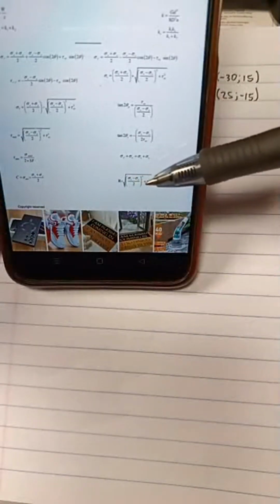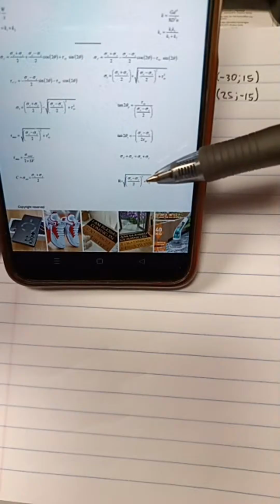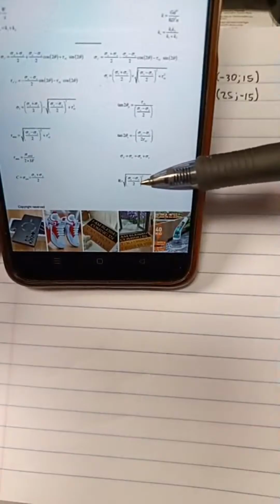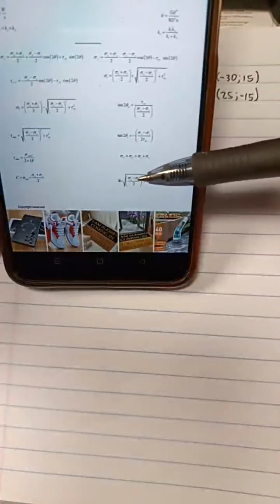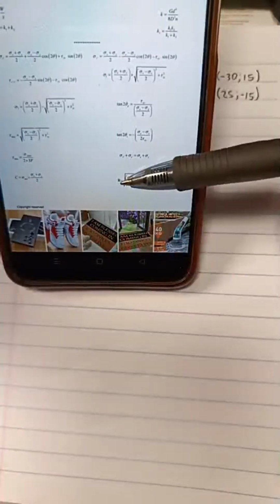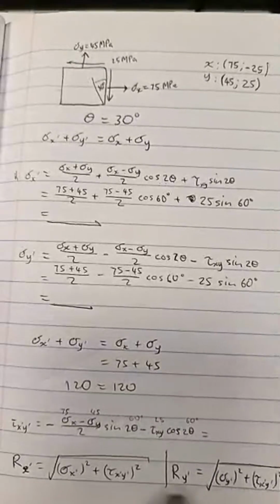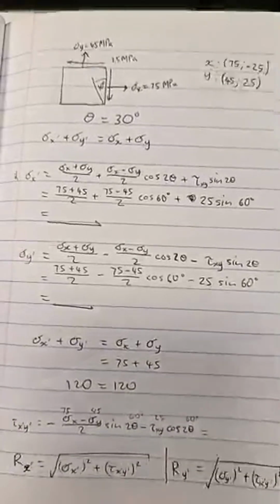The formula for your resultant stress is there in the previous page, in the previous example. So this R is for radius, not for resultant. I hope you do not confuse those two. Don't confuse it, this is for radius, not resultant. The one for resultant, this is the formula for your resultant. That's the formula for your resultant. All right.